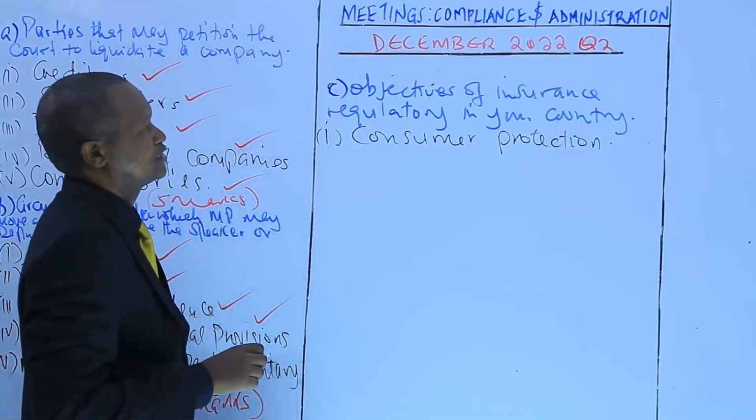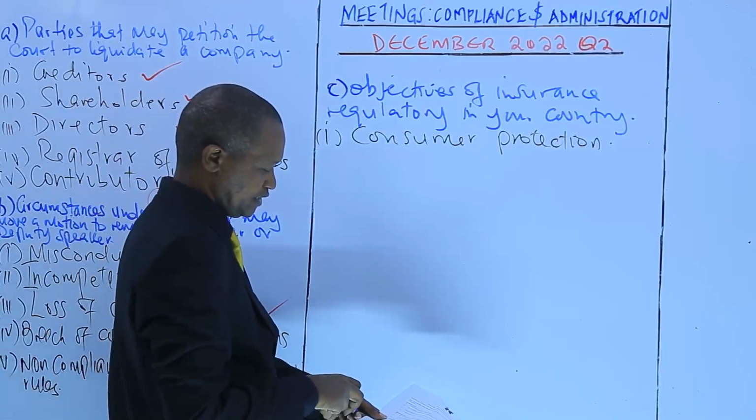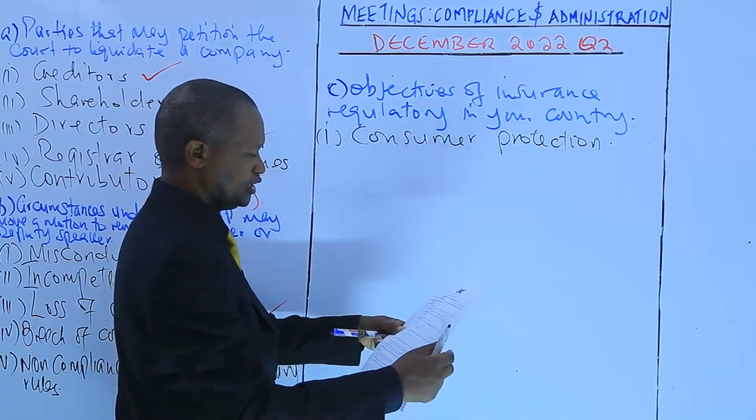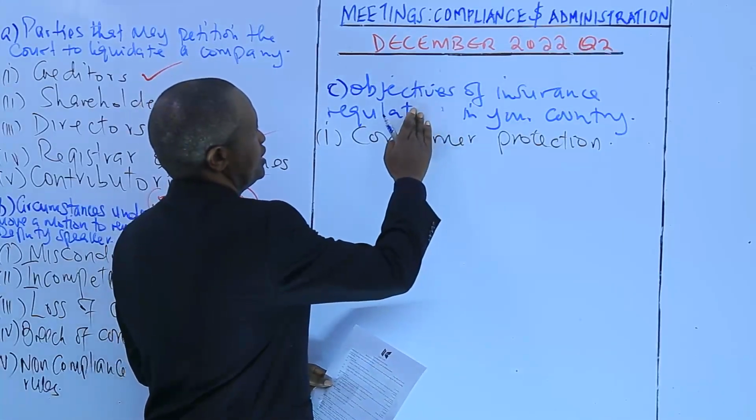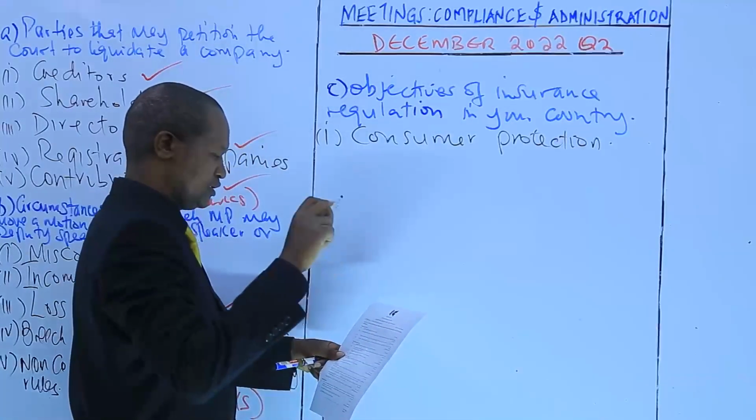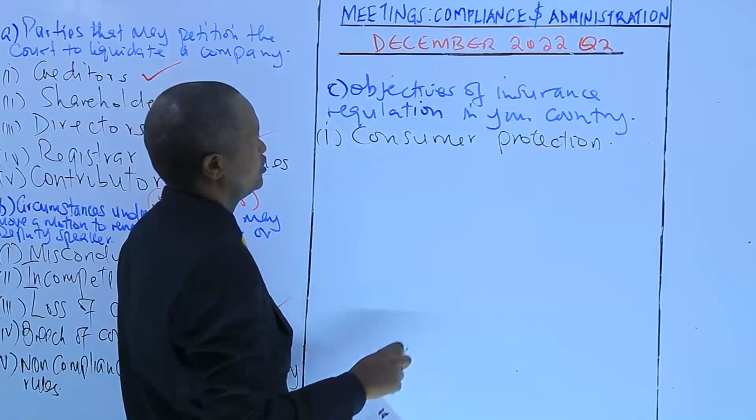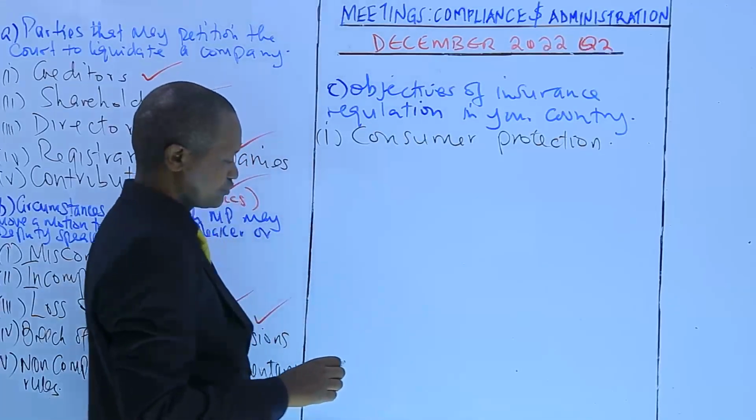So the first objective of insurance regulation. The question says insurance regulatory, but I think this should be insurance regulation. The question says regulatory, but let's change it to objectives of insurance regulation.